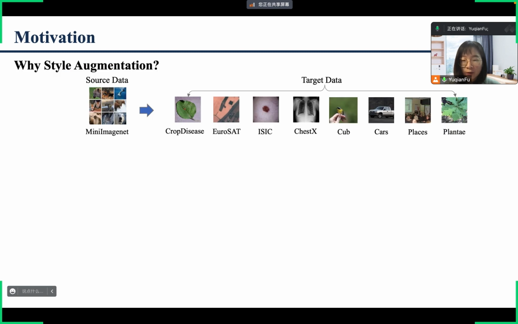Before I introduce our method, I would like to share why we tackle cross-domain few-shot learning from the perspective of style augmentation. As shown in these images, we notice that obvious style shift exists between these images collected from different domains. Since single-source cross-domain few-shot learning assumes that we cannot access the target data during training, we wondered, could we just span the style distributions of the source data to narrow such a gap?